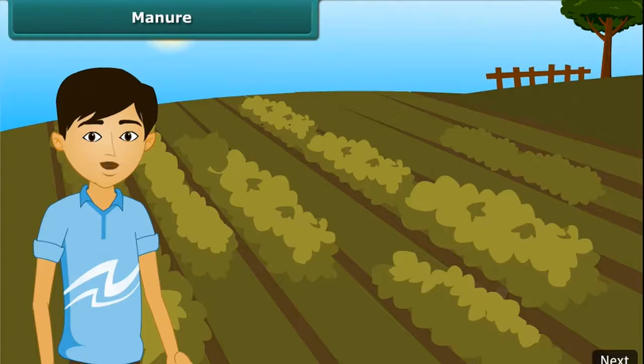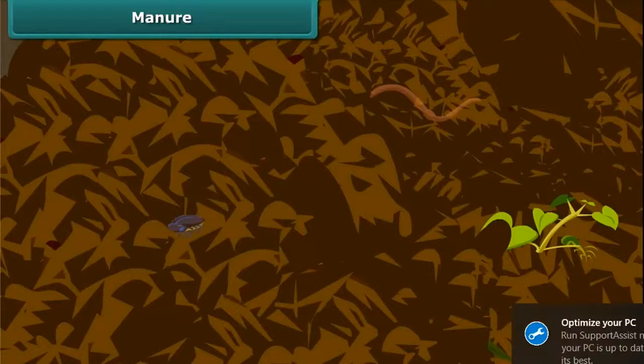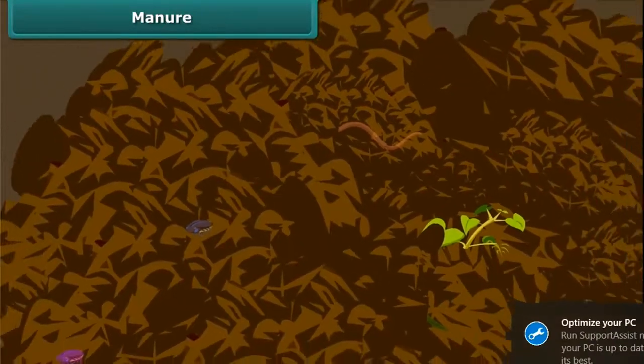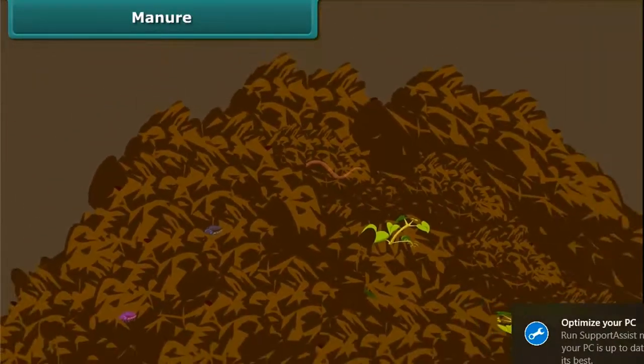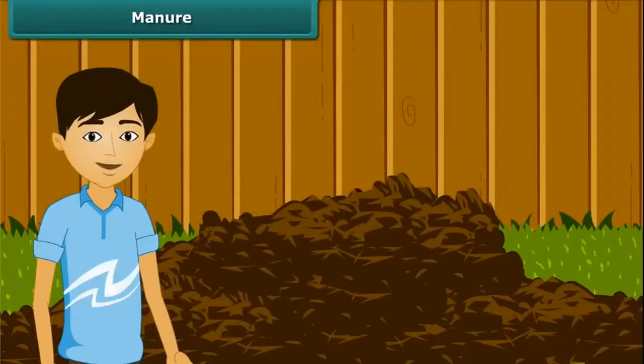Friends, now let us move on to the next topic of this module. I'm sure you must have heard the term manure many a times. Do you know what it is? Okay, let us see. Manure is an organic substance obtained from the decomposition of plant and animal wastes. To make it, farmers dump plant and animal wastes in pits at open places where it is decomposed by microorganisms.